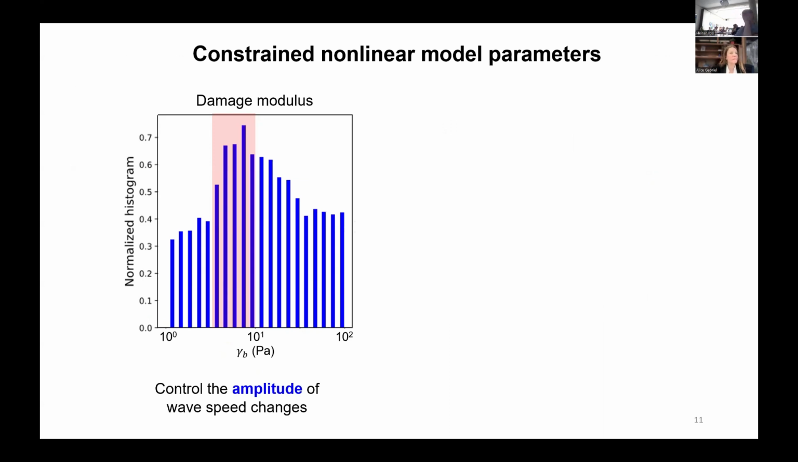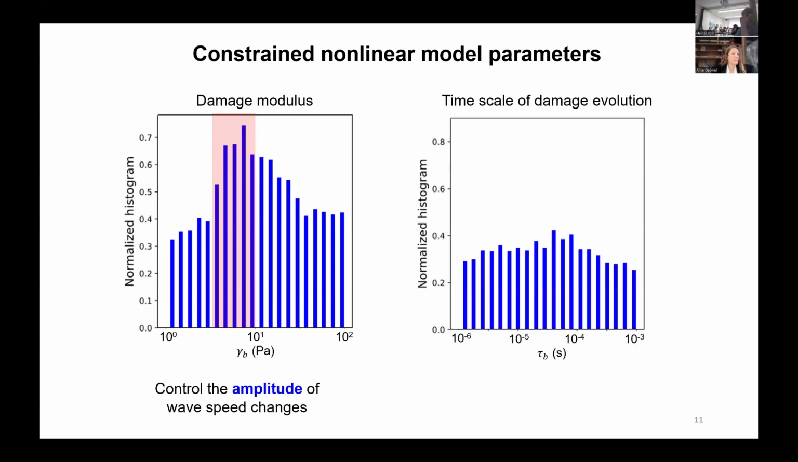And in this parameter, we see a clear peak in the histogram that corresponds to the parameter range that has the highest probability. But different from there, in this model, there is one specific parameter that is not constrained, which is the time scale of the damage evolution. The reason for this is that the duration of the experiment is only 10 to the power of minus 6 seconds. This is much shorter than the recovery process in the rock sample, and that's why it's not constrained.